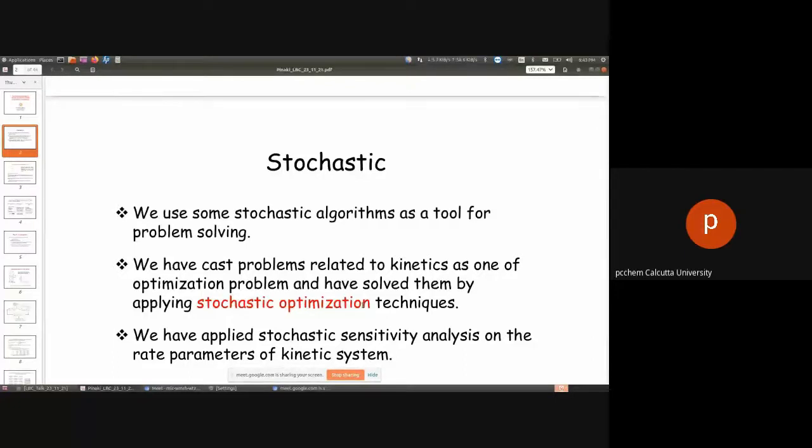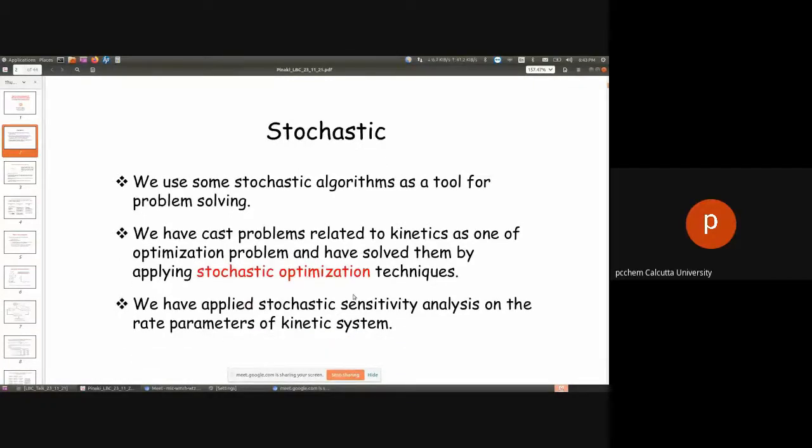The way this is done is that we use our stochastic tools, start from a guess solution, improve it, optimize it, and ultimately reach the proper solution. This is what is meant by optimization. And there is one more word here, which is called sensitivity analysis. For the time being, I will not explain what sensitivity analysis means. When I show the slide, I will just briefly explain what it means.